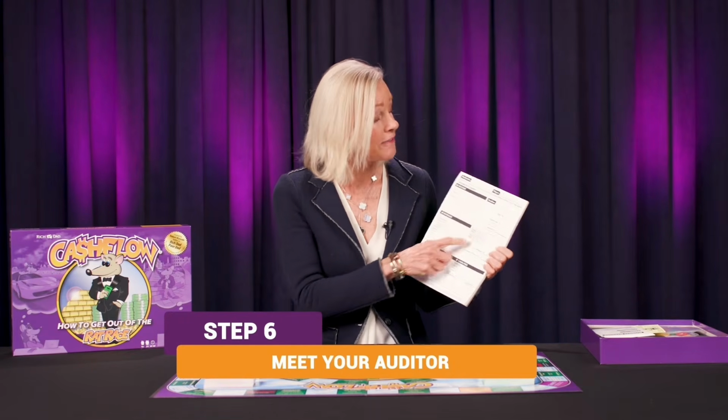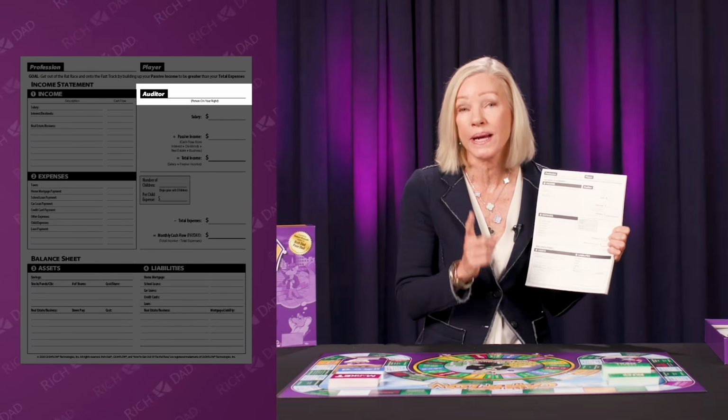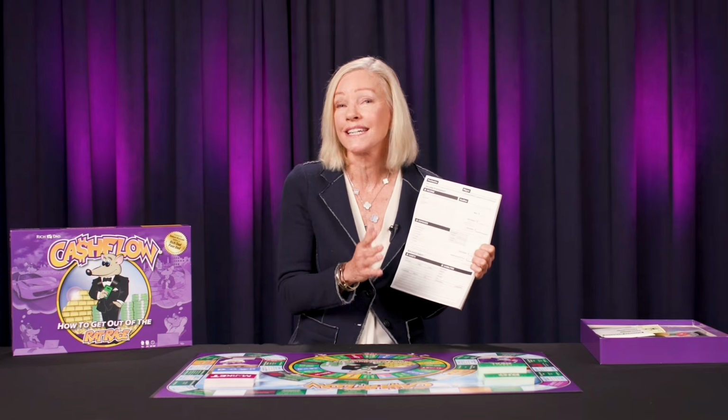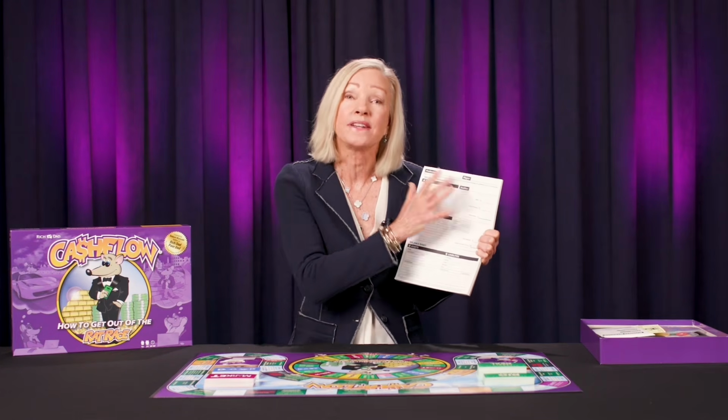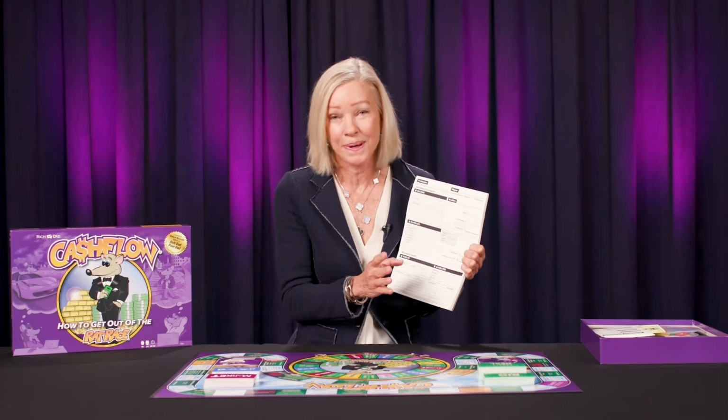Step number 6, meet your auditor. And you'll notice on your financial statement, the auditor name goes here, and this is the player to your right. And the reason an auditor is so important is that person is there to check your numbers, make sure your calculations are correct, make sure everything, including your passive income and your monthly cash flow, all add up. So there are times in the cash flow game where you must use an auditor. But at any point, if you're making a deal, if you're selling, if you're buying, if you have a question on your numbers, ask your auditor.